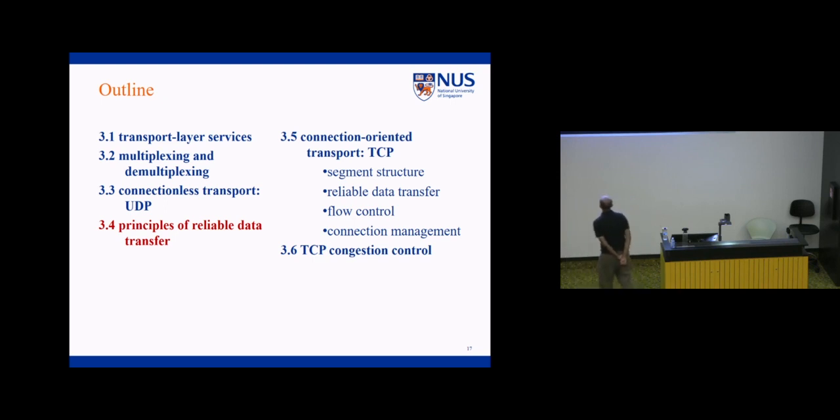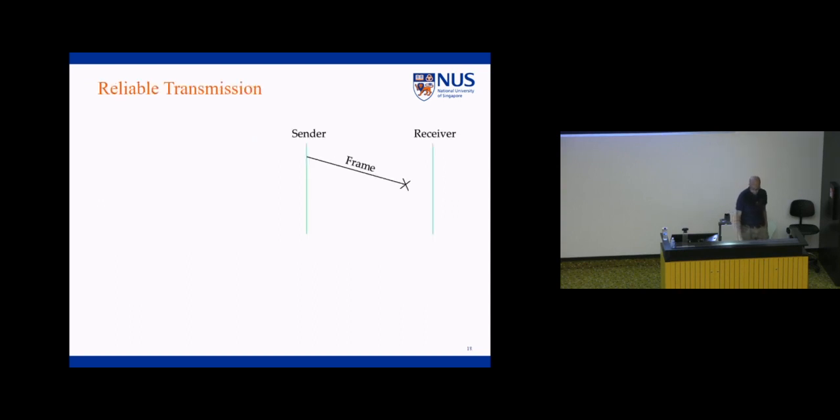Previously, I think on Friday, we talked about segment structure. So today we'll talk about reliable data transfer, flow control, congestion, and connection management, and then congestion control in TCP. Just a quick recap of what we did on Friday.